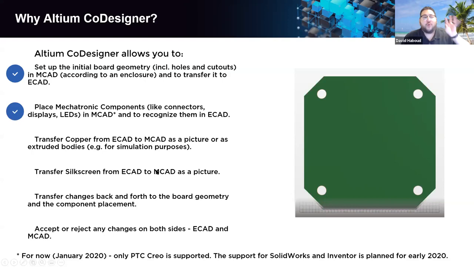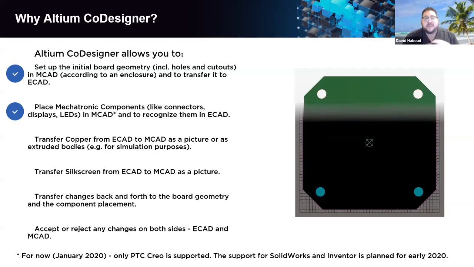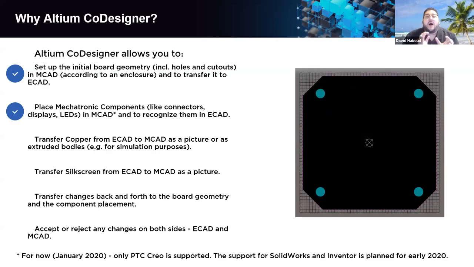Then after that, we're going to place all our mechatronic components, all of our key connectors, LEDs in the mechanical space, and then you can actually recognize this in the ECAD tool, right, in Altium Designer. This is currently supported in PTC Creo. We're working on having it supported in SolidWorks and Inventor, but it's really cool to place the models in Creo, and then it pulls the information from Concord Pro, and we'll go into more detail about that. So don't worry about the logistics of that right now. I'll talk about that in a little bit more detail later.